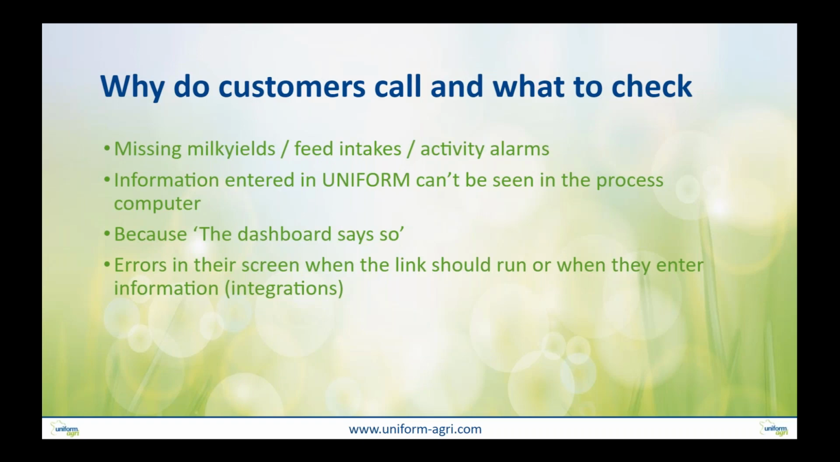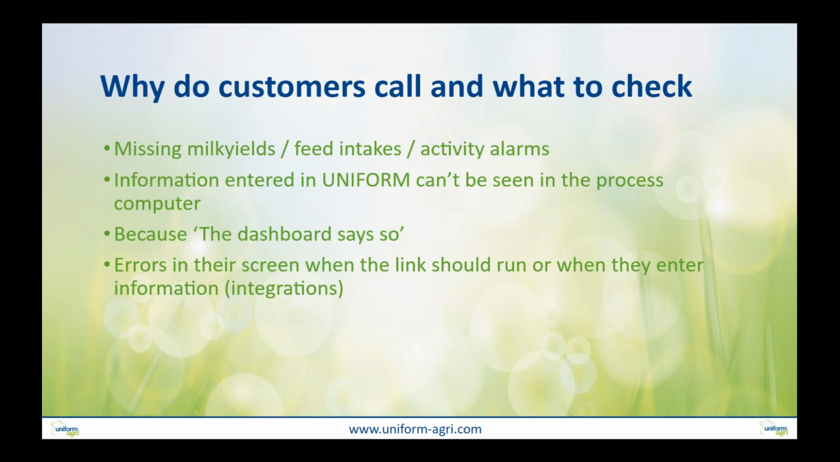And of course, it can be the other way around as well. So information that has been entered into Uniform can be seen in the process computer. And also, just to be clear, when I'm talking about process computers, it's basically everything we link to that's not Uniform. So whenever we link to Lely milking robots or to Gea milking parlors or Dairy Master, Bomatic, whatever brands, it doesn't really matter to us. We link to about everyone, and we all call them the process computer from Uniform's point of view.